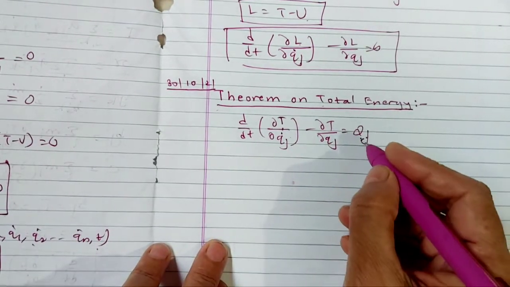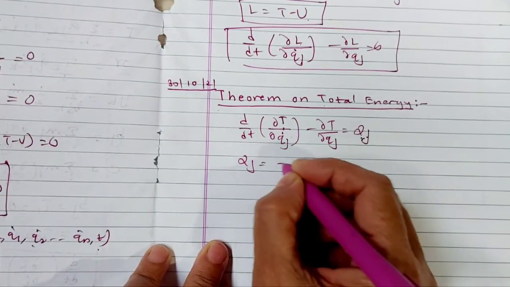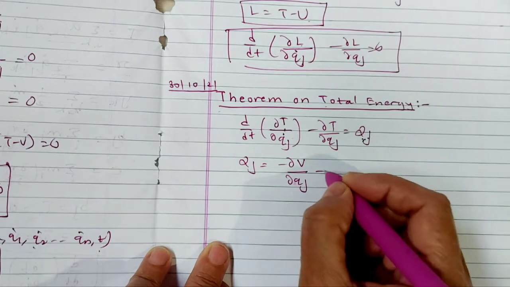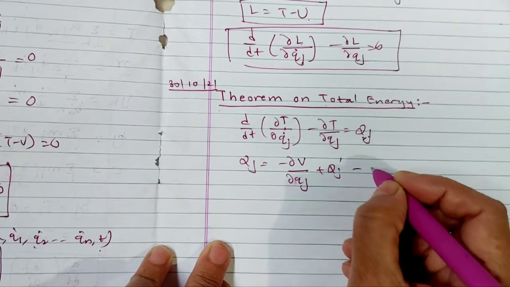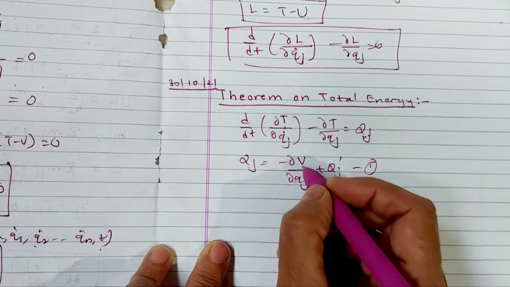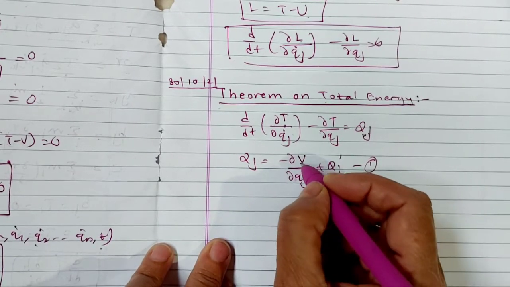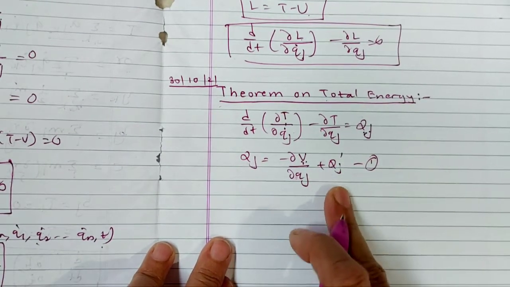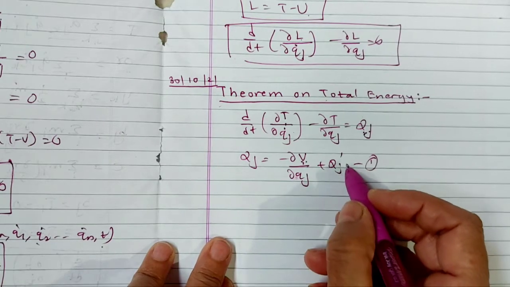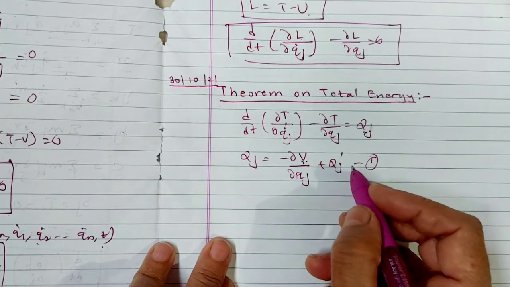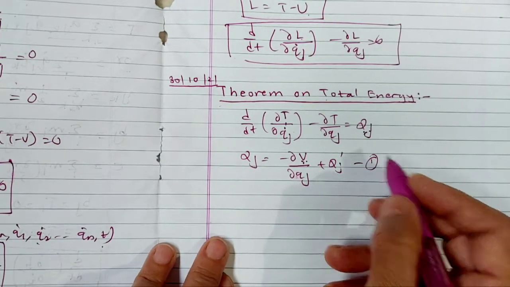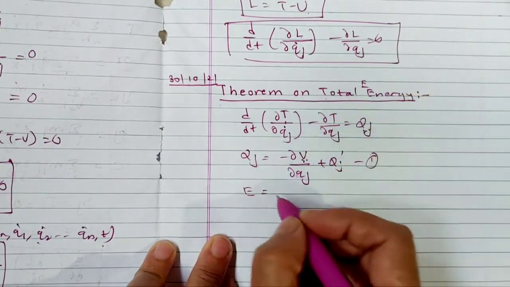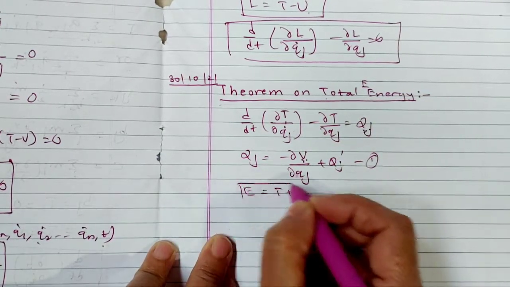So what is my Qj? The Qj over here is nothing but minus ∂V/∂qj plus Qj dash. This is my equation number 1. Here, V is the ordinary potential energy function, and Qj dash is the jth component of the generalized non-potential forces. Now we know the total energy is E, which consists of kinetic plus potential.